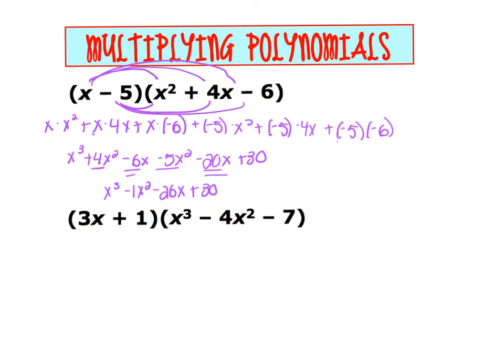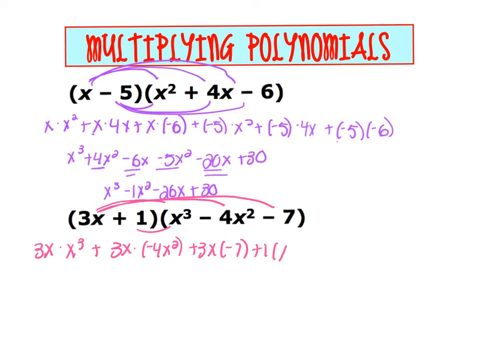All right, so we're going to just distribute, right? In this case, we're going to distribute, we call it triple distribution, I guess. So I take 3x times x to the third. I take 3x times negative 4x squared. I take 3x times negative 7. Then I'm going to take 1 times x to the third. I'm going to take 1 times negative 4x squared. I'm going to take 1 times negative 7.